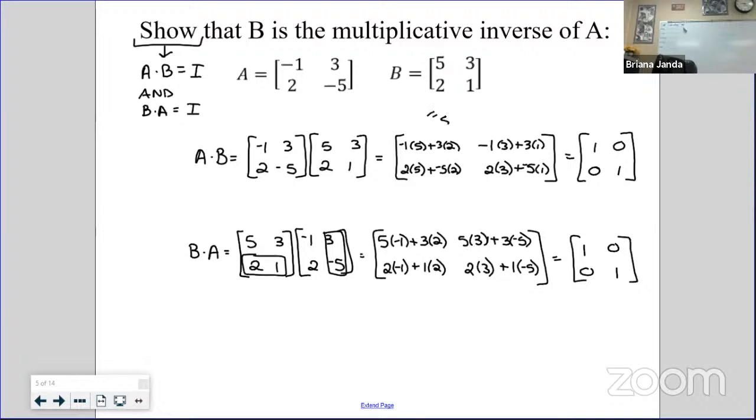This is the show part, right? Questions? Okay, so like I said, with inverses, there are basically 2 different questions we can have. Show means you must do both, A times B and B times A, and you must get to the identity matrix.